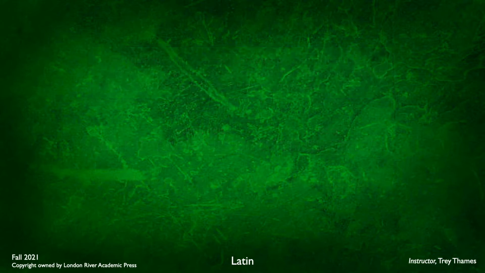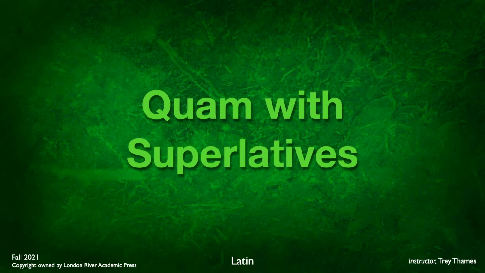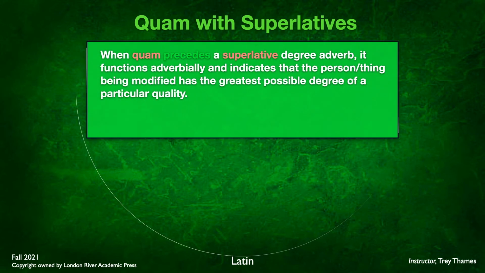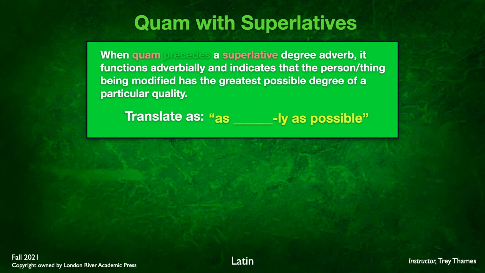Now we can also have quam with a superlative adverb. Reminder here of what that looks like. When quam precedes a superlative degree adverb, it functions adverbially and indicates that the person or thing being modified has the greatest possible degree of a particular quality. And when we translate it, we're going to translate it as "as blank as possible."